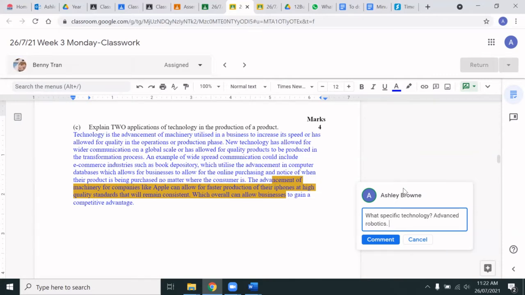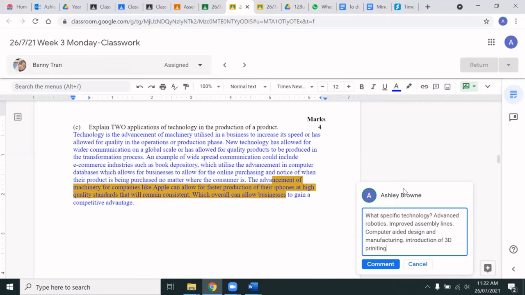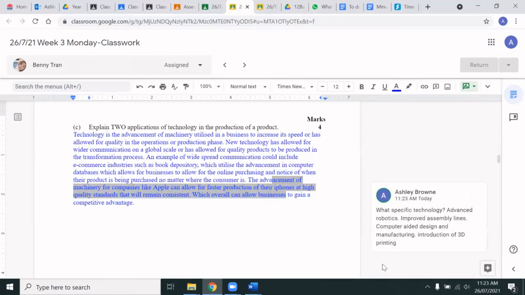What would be improved assembly lines, computer assembly lines? It could be computer aided design and manufacturing. Okay, and I'm not saying here, but even the introduction of 3D printing. So that's probably not 3D printing for this particular example, Benny. But you're missing, I think, tell me in chat if you get what I mean, Benny. You're kind of missing the example that's there.